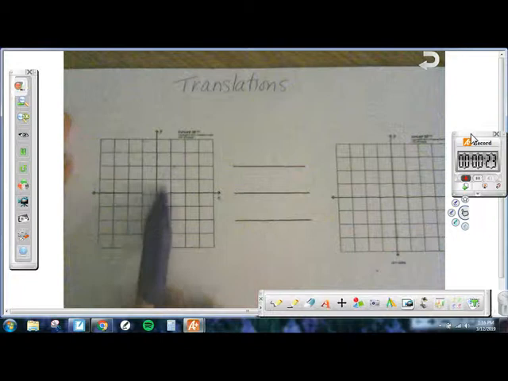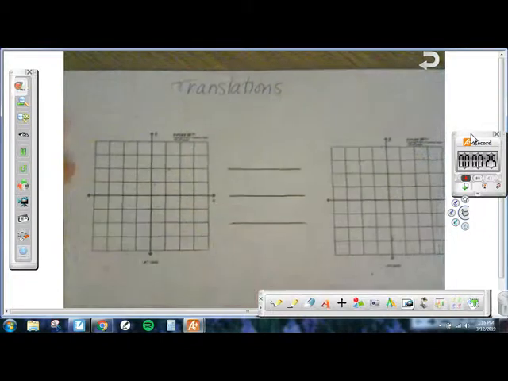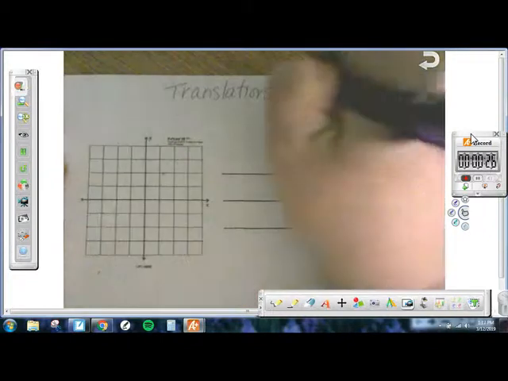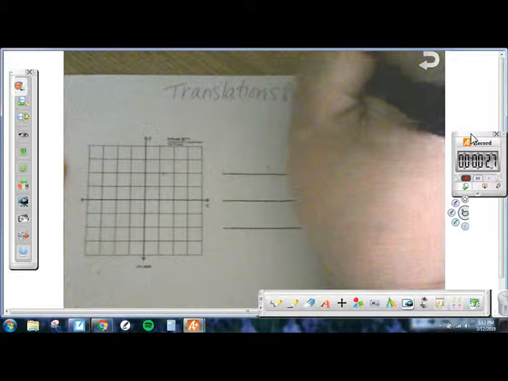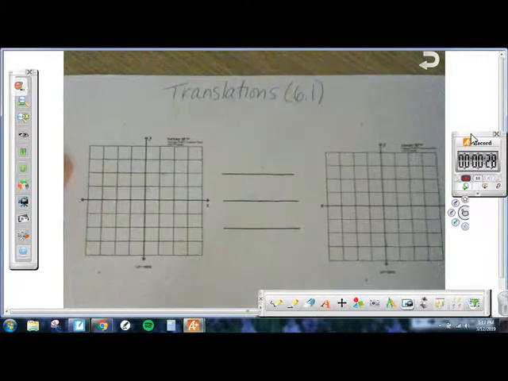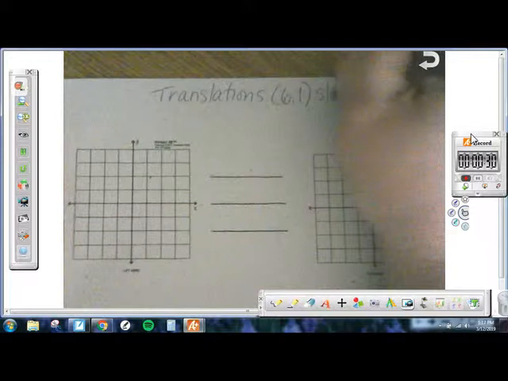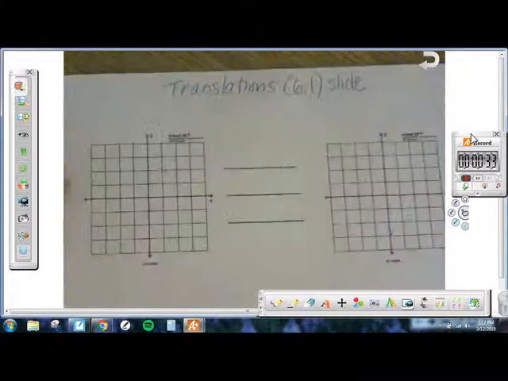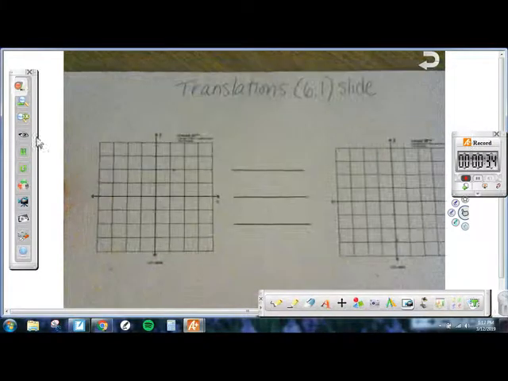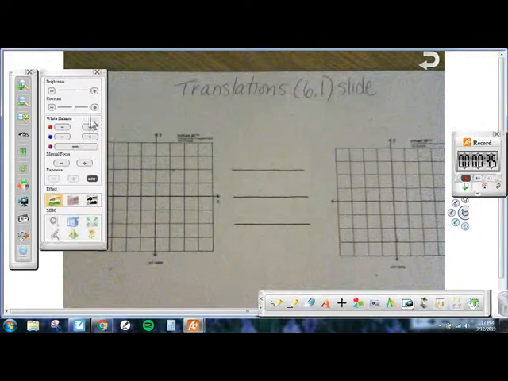So we're going to start off with some points, and then we will slowly move on to figures. The first point that we're going to work with is point A. It's going to be 1, 2. So please plot point A. 1, 2. In this chapter, you need to label all of your points, just like I did here. Point A. The first thing we're going to do is we're going to translate to the right.